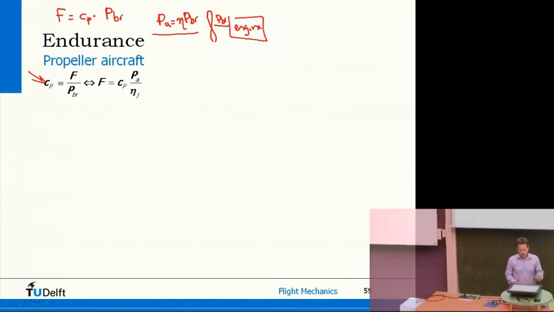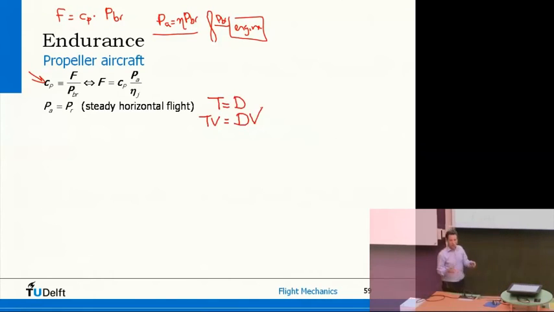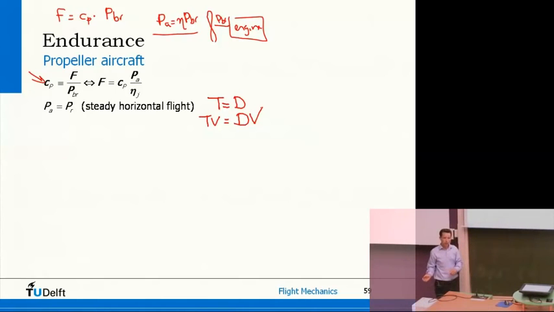Now, in steady horizontal flight, you have thrust equal to drag, or thrust times velocity is drag times velocity. So the power you have available must be equal to the power you require to overcome drag. Okay? So if I put power required in the equation, this is what I get. Fuel flow is Cp over eta j times power required.